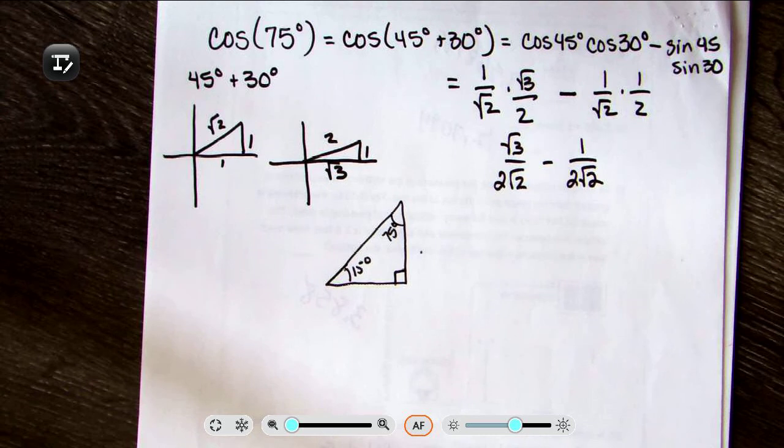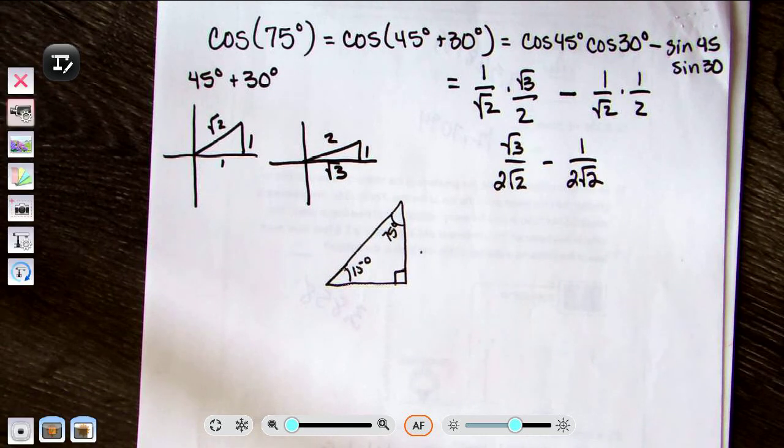I'm going to stop this video and come back with some more examples so we can see other problems that we're going to be seeing with these new identities.